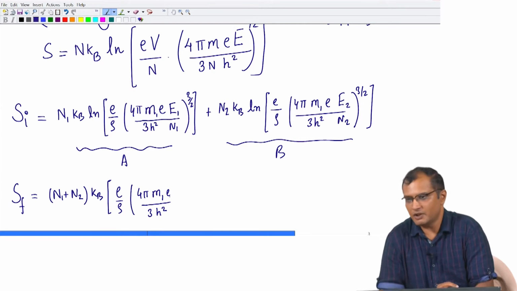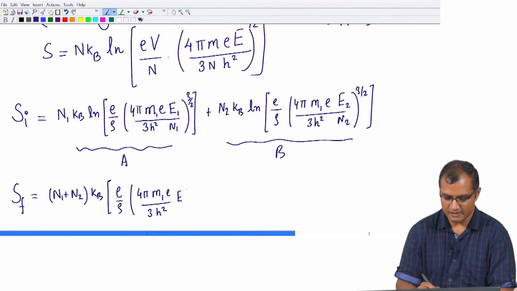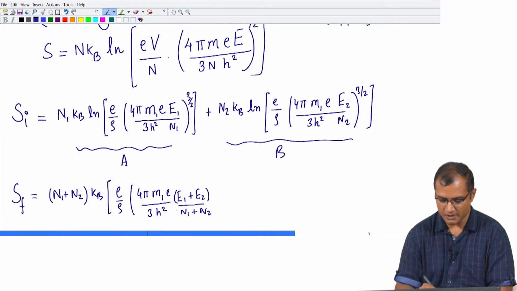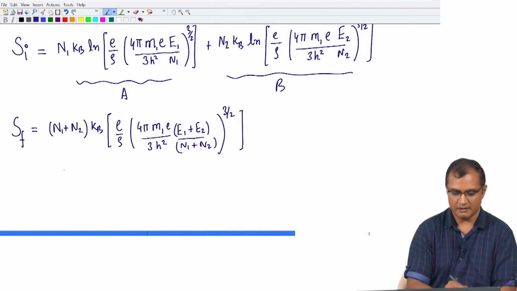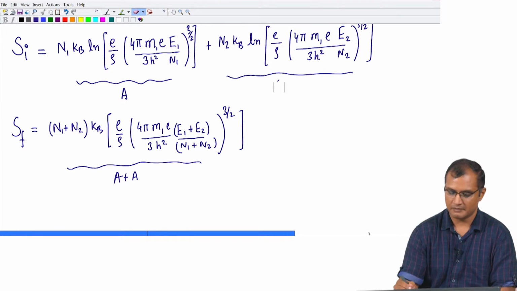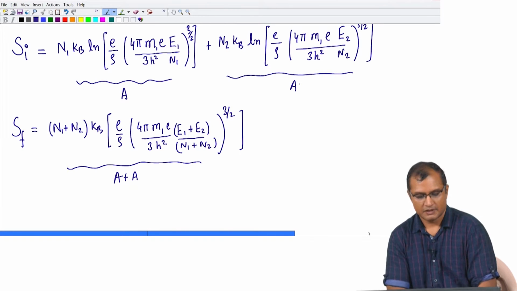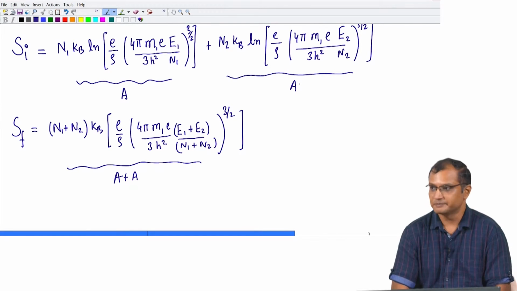Now, you can write E1 by N1 or you can write E2 by N2, it is the same thing. Okay. So, I am going to write down E1 plus E2 divided by N1 plus N2, with the realization that the two are the same, is the same as the individual density. Now, this is the final entropy for the A plus A. In fact, there is no B here, we are going to write it as just A only in the two compartments. So, now if you take the difference, what do you think should happen?